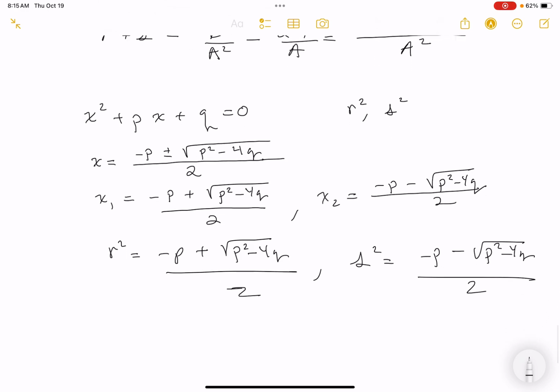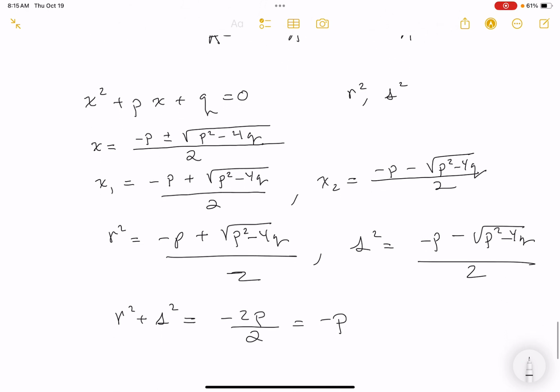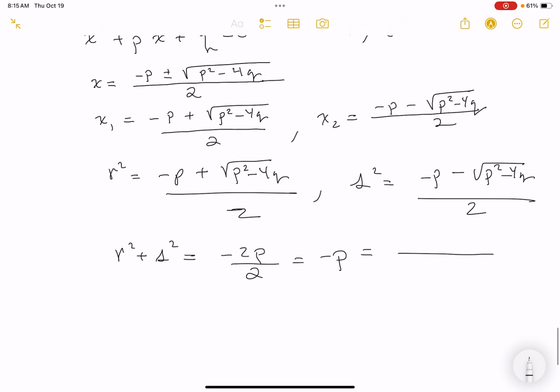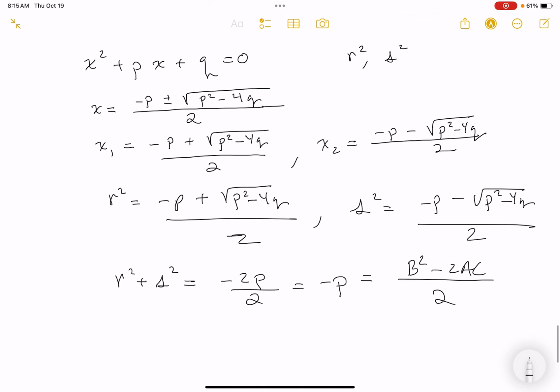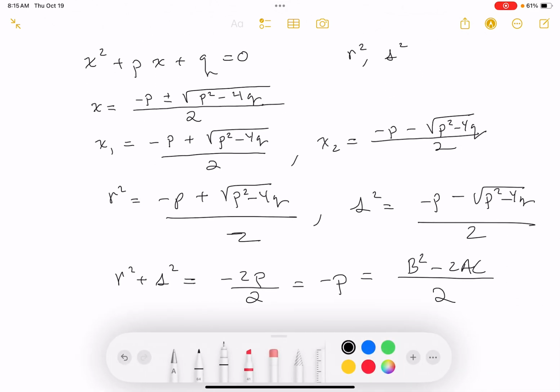And what I want to do is write down r squared plus s squared now. And what does that give us? Well, looking at it, the radicals just disappear, and you're left with minus 2p over 2, which is simply minus p. All right? Do I know what r squared plus s squared is? I do. It's b squared minus 2ac over a squared. Again, I'm just writing it down.